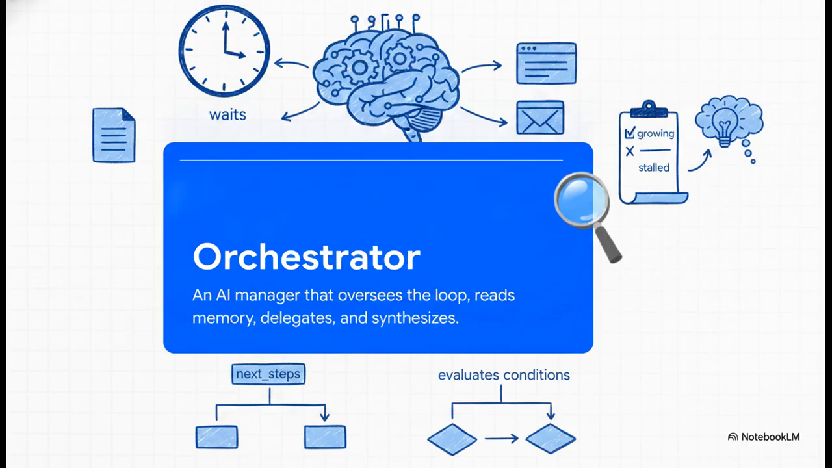An orchestrator is simply your AI manager. It owns the main overarching goal. It reads the project's memory, literally a file called next_steps, to see what happened last week. Then it delegates tasks to the sub-agents, waits for them to finish up, and synthesizes all their work into one master action plan. It's evaluating the conditions. Are there new content ideas? Is the site growing? If yes, it pauses for the week. If no, it loops again.